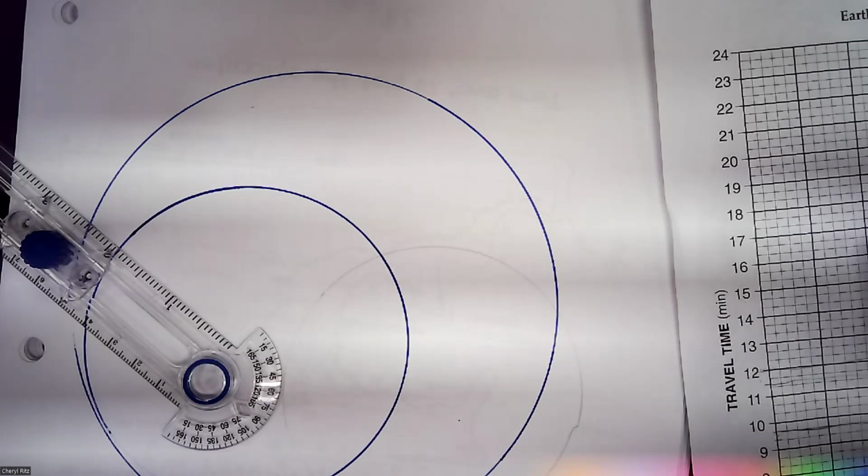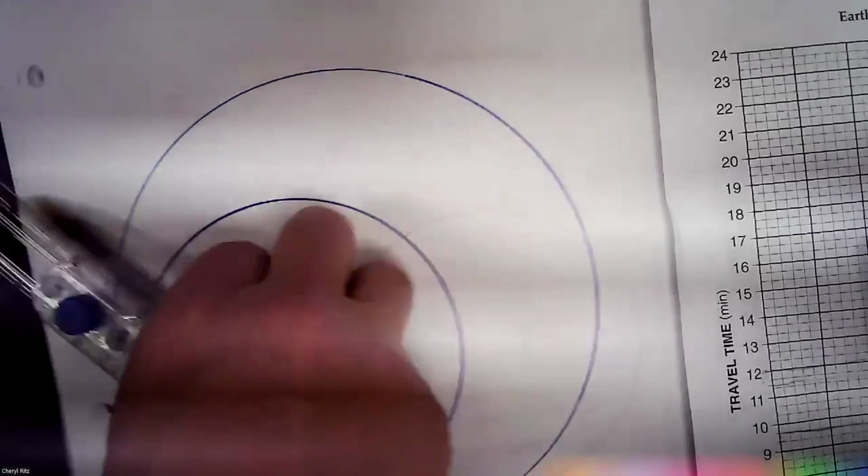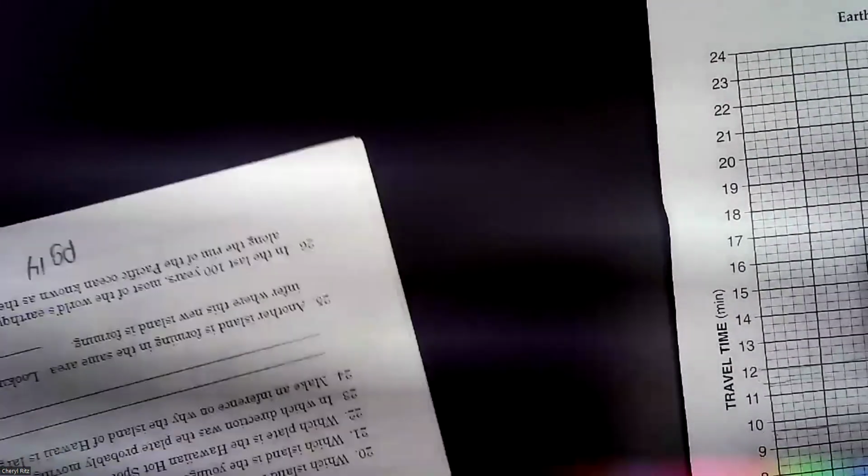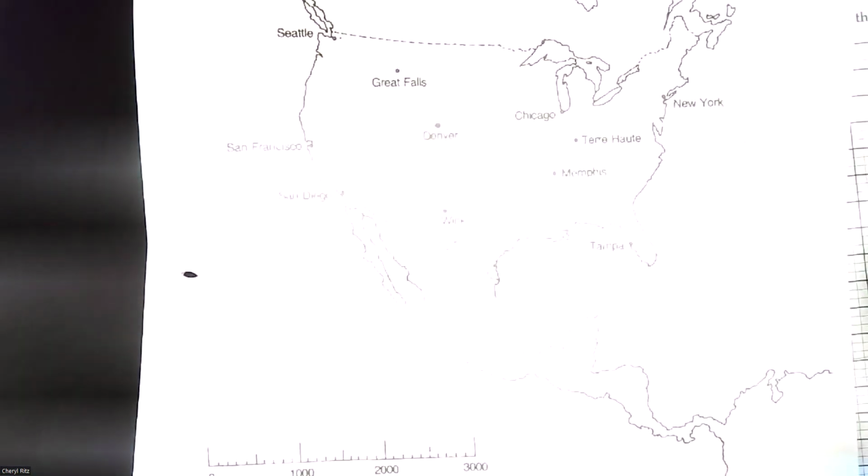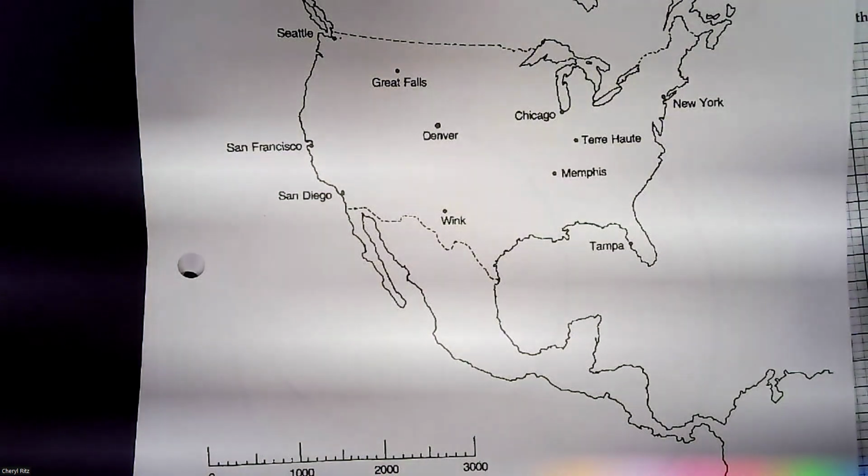So the only thing that we're going to still talk about today is how big the compasses are going to open. So if you could just turn to page 39, we're not doing this today. Don't draw any circles on 39, okay? Because if you draw circles on 39, then we won't be able to do the activity.